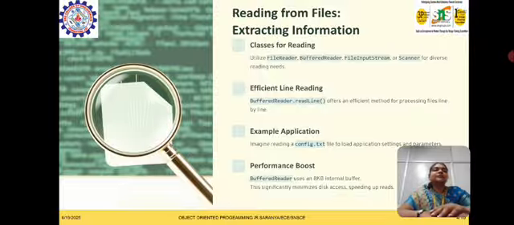So we have seen what is meant by file handling and what libraries are available. Now we will see how we can read data or extract information from a file. For reading data, Java provides classes called FileReader, BufferedReader, FileInputStream or Scanner. Using Scanner we can get inputs from the users. FileReader and BufferedReader are used to read the data line by line from the files using the readLine method.